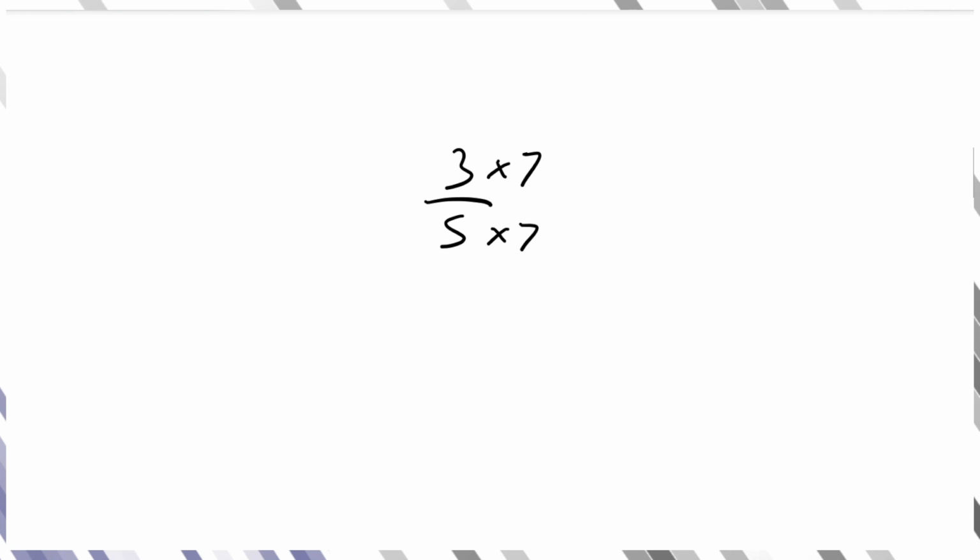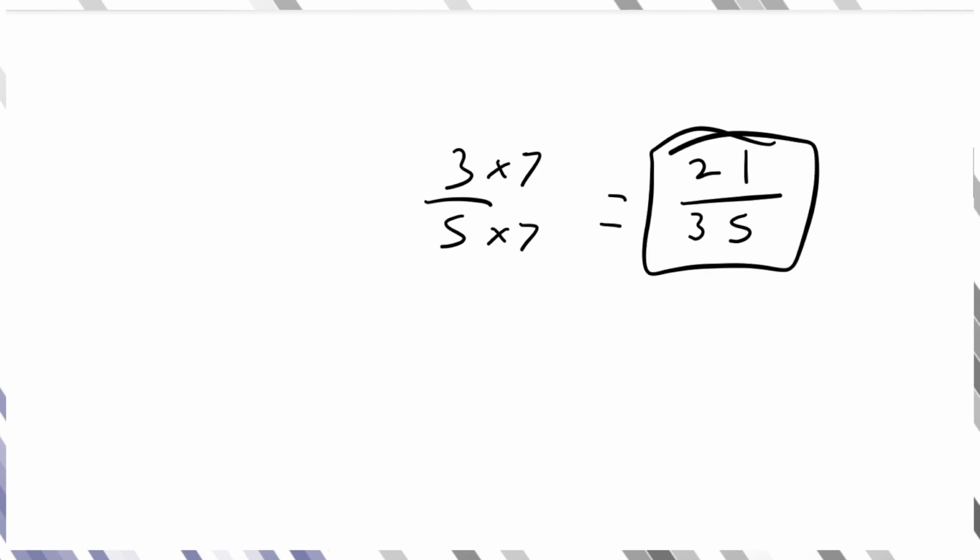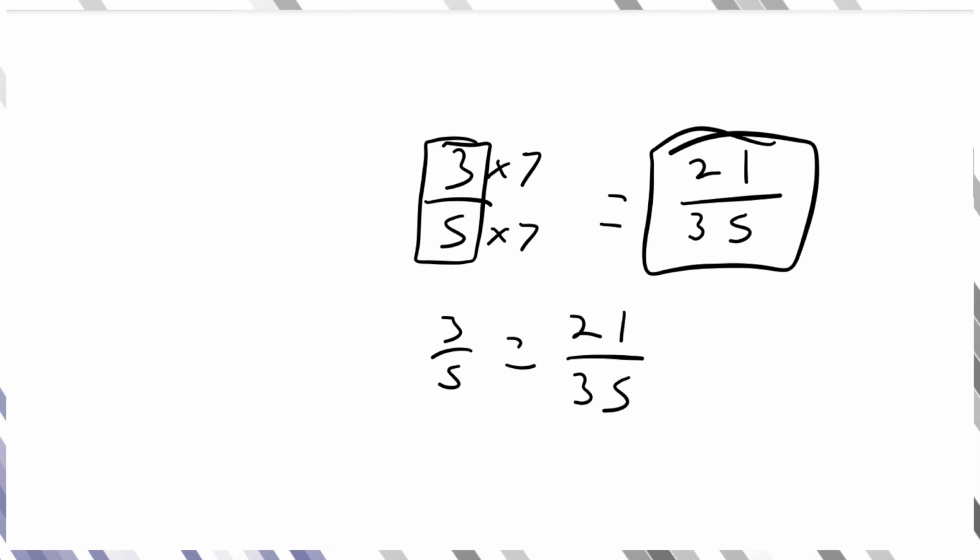So the numerator 3 is getting multiplied by 7. 3 sevens are 21. And the 5, the denominator, is getting multiplied by 7 as well. 5 sevens are 35. So 21 35ths is exactly the same as 3/5. And that works with division as well. If we divide the top and the bottom number by any number, we get the exact same fraction again. So after timesing the top and the bottom by 7, 3/5 looks like 21 35ths, and those two fractions, 3/5 and 21 35ths, are exactly the same.